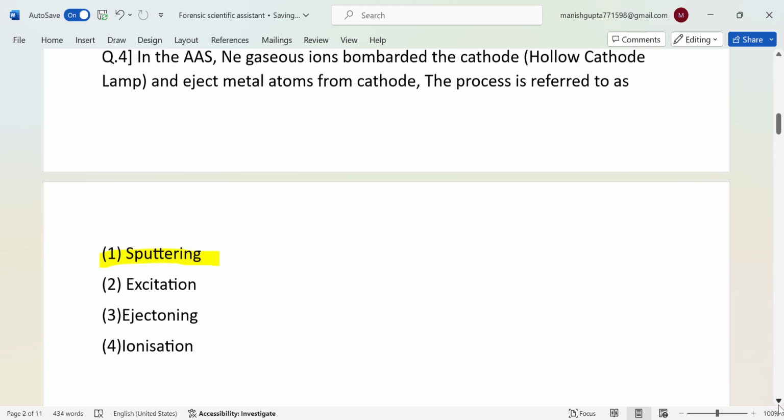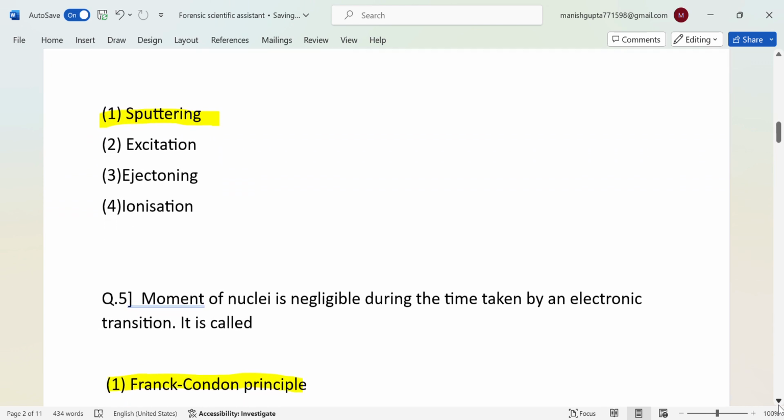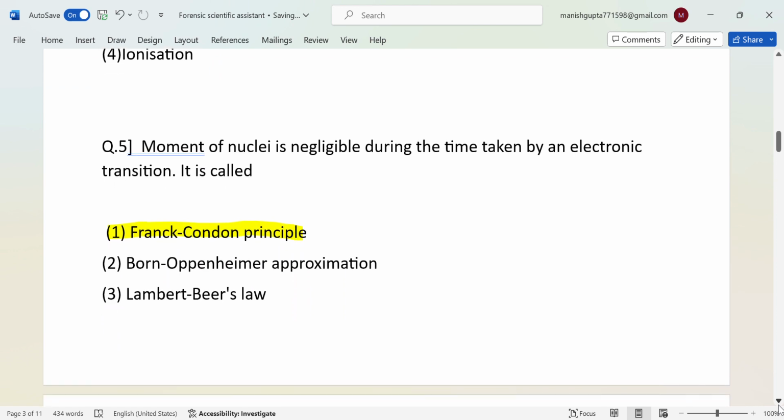When a beam of light or a particle is bombarded on a sample, the sample gets emitted. That emission is called sputtering. Now we are going to see question number 5.